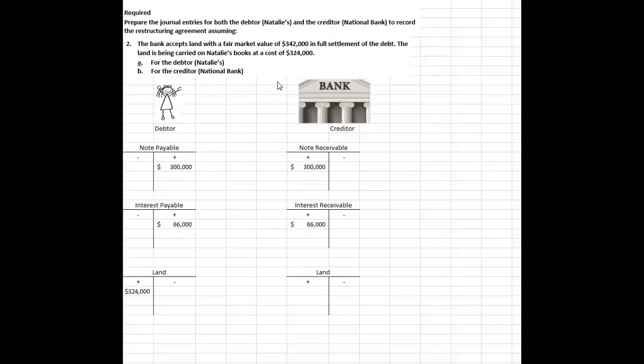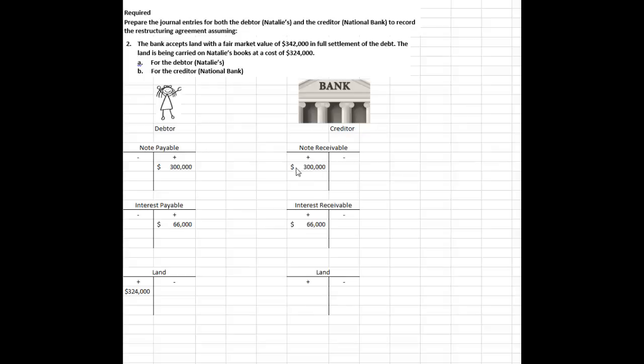And the land in this example has a fair market value of 342, and it has a carrying value of 324 for the debtor. So that meant when the debtor bought the land, they put it into their records at cost, following the historical cost principle that we use in accounting. So this is what it would look like on the books of the debtor. And the bank's going to get the land, so they're going to put the land onto their records at some value. So the question becomes, do they simply take the basis or the cost value of the debtor and push it over to their records, or do they use the fair market value?